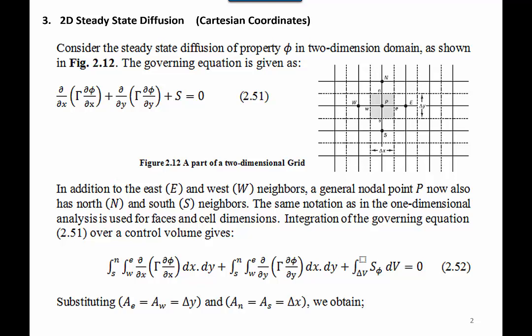We have here partial by partial x. This will be cancelled with this symbol, and this partial y will be cancelled with this dy. The only thing left here is this quantity, and here the second term will be left with this quantity, which will take, since it is y, this thing.